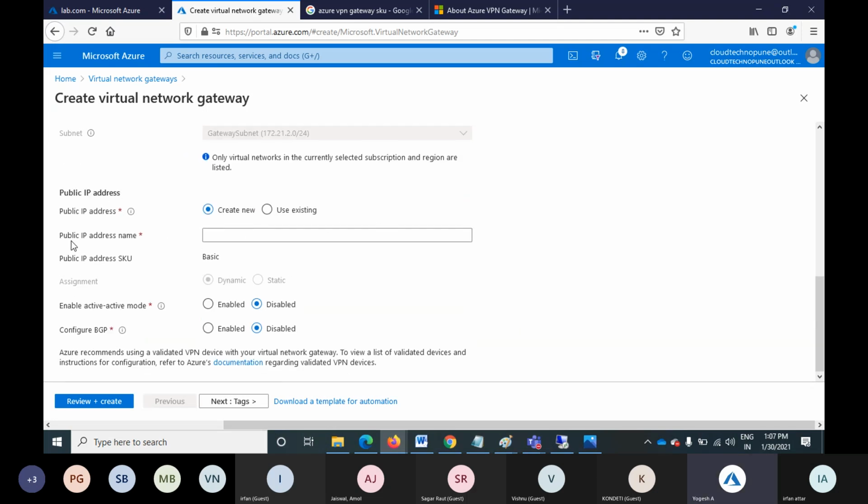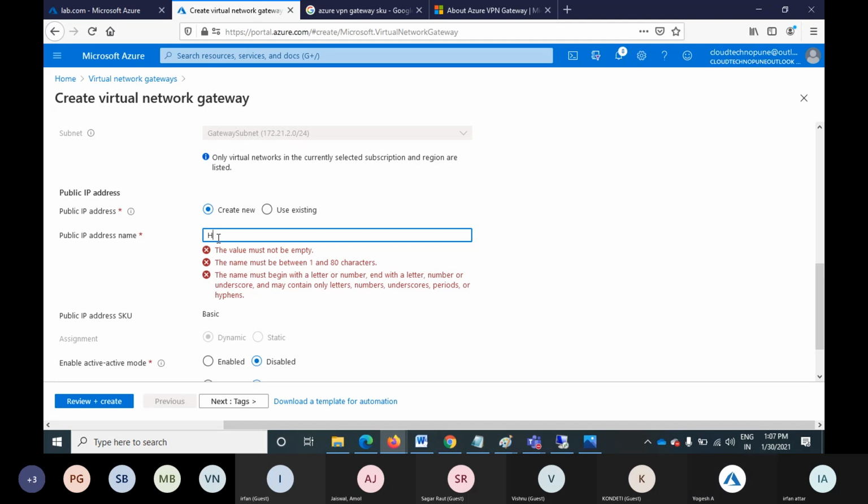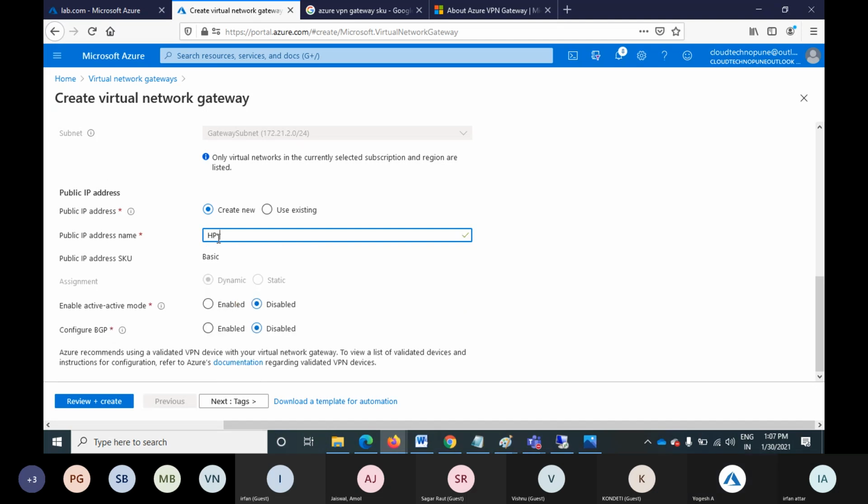Now, the next point, Microsoft is asking to provide a name for the public IP object, because Microsoft is going to deploy one public IP in the backend, right? So, IBM gateway public IP, okay.